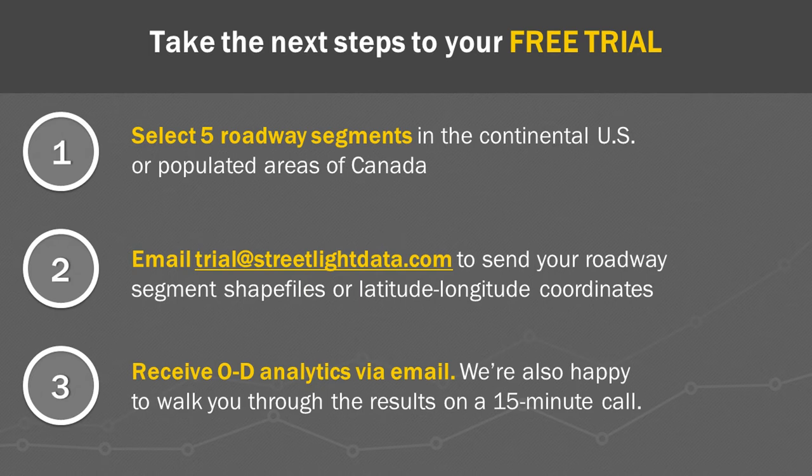It's quite simple. If you are interested in seeing results for roadways in your area, all you need to do is send an email to trial@streetlightdata.com. You can select up to 5 roadway segments in the continental United States, or we recommend the more populated areas of Canada, so probably farther south in the country. And you can either provide us with a shape file or longitude, latitude coordinates of the spot on the road that you're interested in analyzing. And then one of our team members will be in touch.